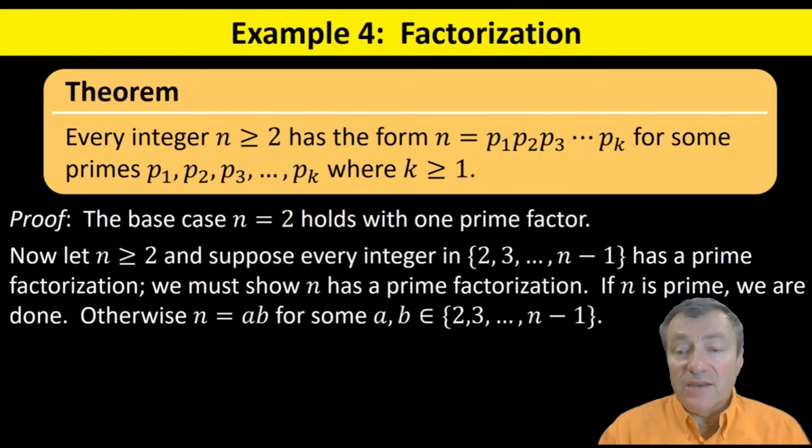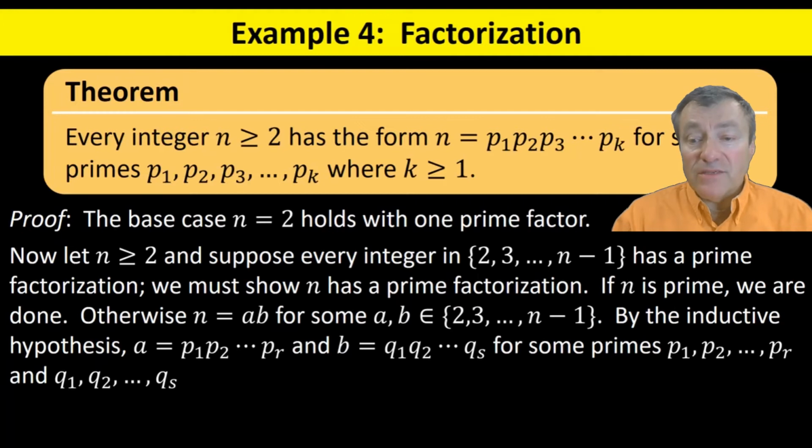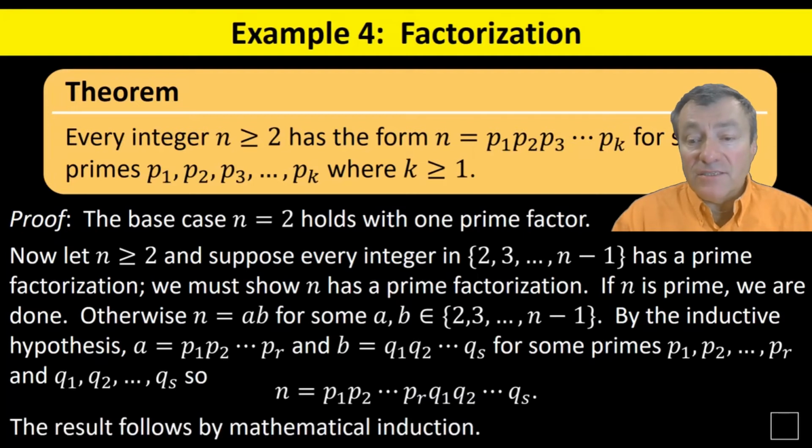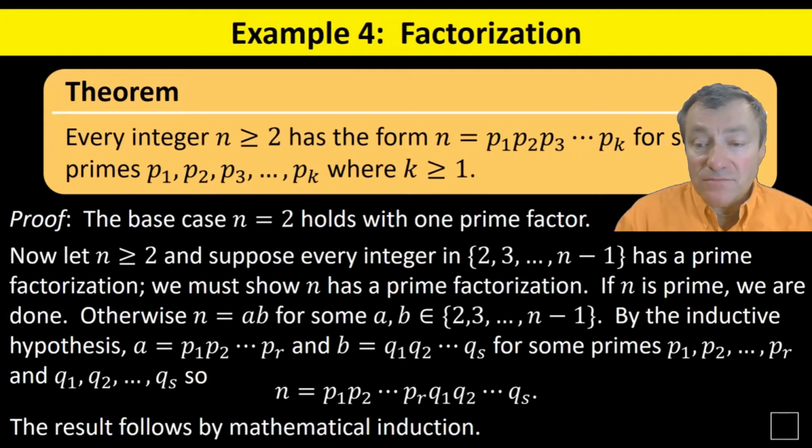Otherwise, n not prime means n would factor as a times b, where both factors are in the range from 2 up to n minus 1. So by the inductive hypothesis, both a and b have prime factorizations. And then since n is a times b, that gives us a way of writing n itself as a product of primes. This proves the result.